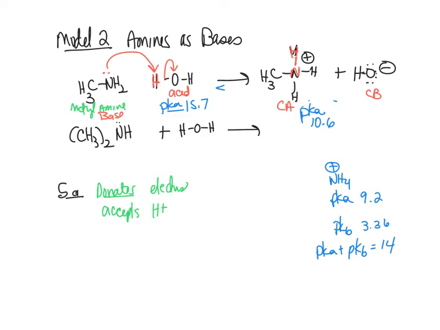So do you remember pKa plus pKb equals 14? Because that's the pH scale. So let's get out a calculator and do 14 minus 3.36. So pKa would be 10.64. So that makes sense, right? All right. That's how you figure out the pKa value from the pKb value.